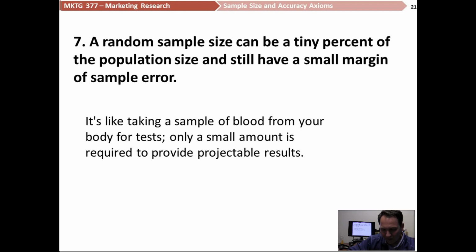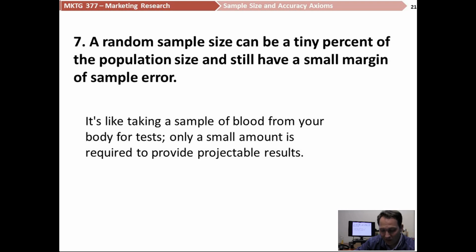A random sample size can be a tiny percent of the population size and still have a small margin of sample error. And we'll talk about this in another lecture in the series as well, but you don't have to interview that many people in a large population to get good results. Usually it's in the hundreds or low thousands. You don't have to interview many more than that to get good results.